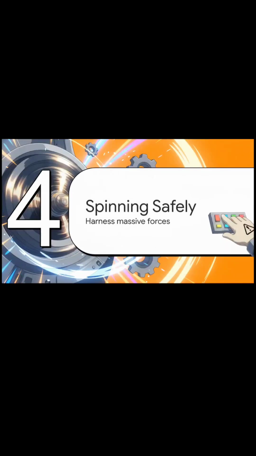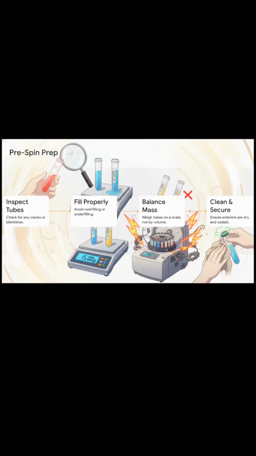All right, Section 4. How to spin safely, harnessing massive forces. Because we're dealing with equipment spinning up to 150,000 RPM, operating this stuff requires a profound amount of respect. Pre-spin prep is absolutely critical. First off, you always have to inspect your tubes for the tiniest cracks or blemishes and toss out anything damaged. But here's the real kicker.